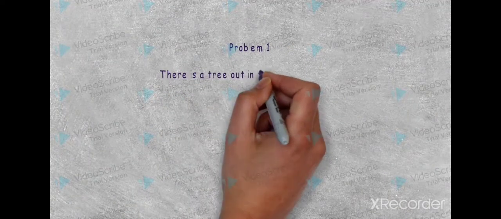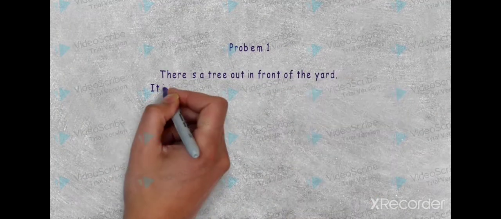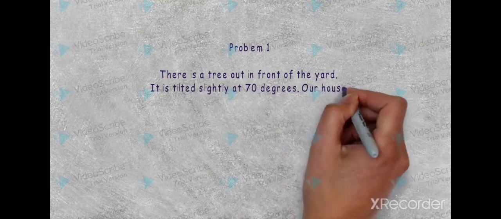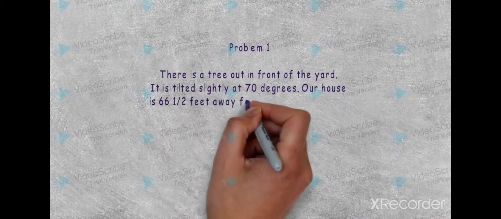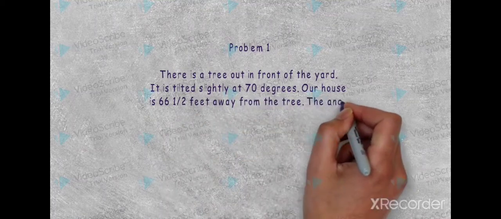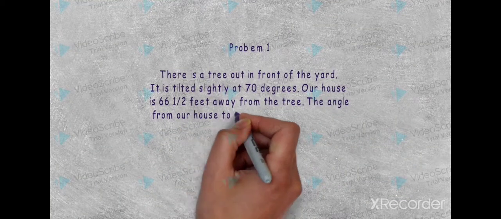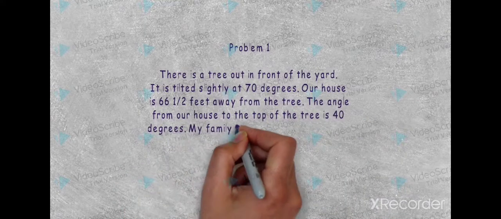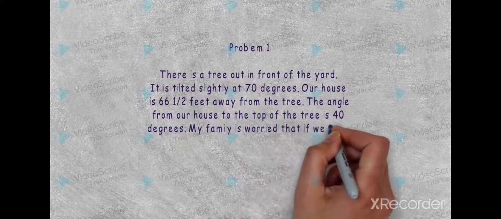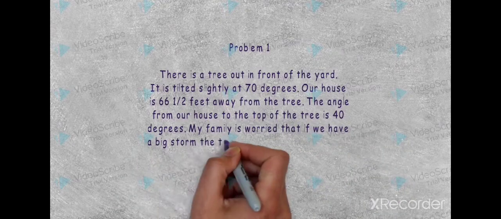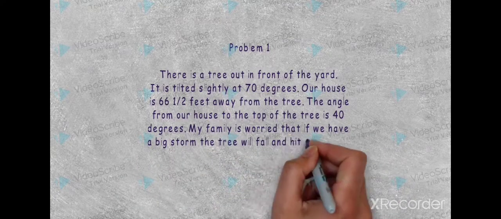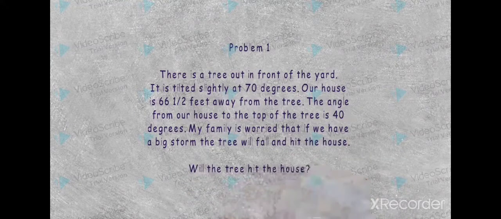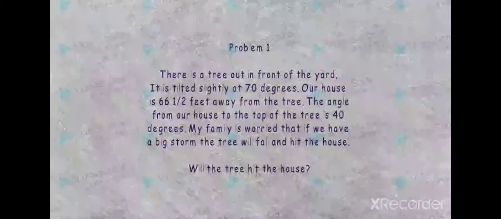So let us have an example. There is a tree out in front of the yard. It is tilted slightly at 70 degrees. Our house is 66 and 1/2 feet away from the tree. The angle from the house to the top of the tree is 40 degrees. My family is worried that if we have a big storm, the tree will fall and hit the house. Will the tree hit the house?